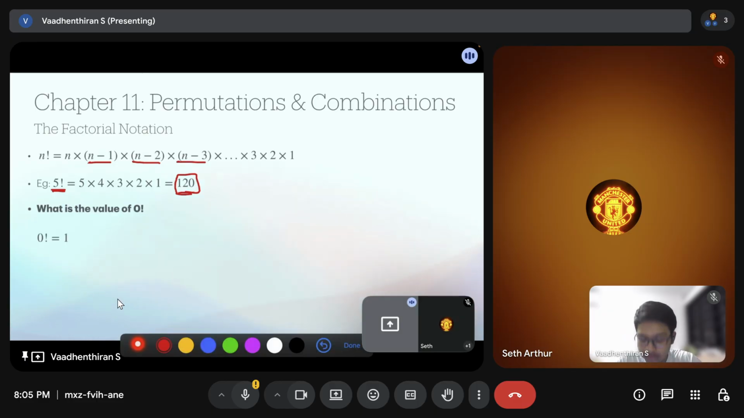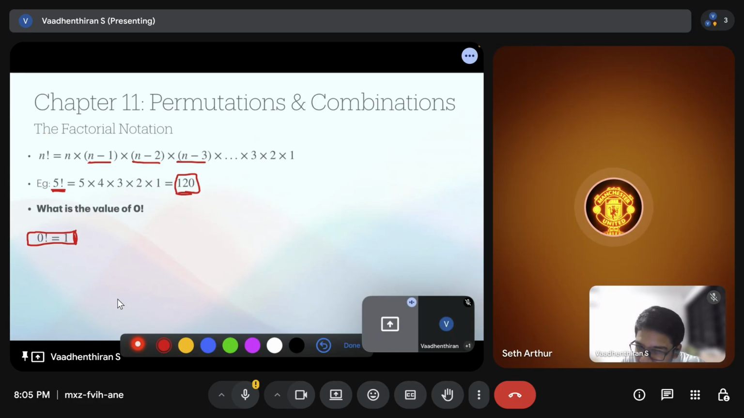This is basic. So, what is the value of 0 factorial? This is something we know, that 0 factorial is 1. So, I will go a little out of topic and explain why 0 factorial is 1, because when I was studying about this, I got interested and I didn't know.